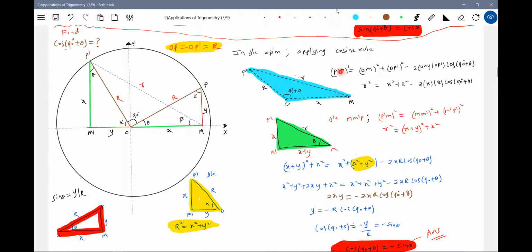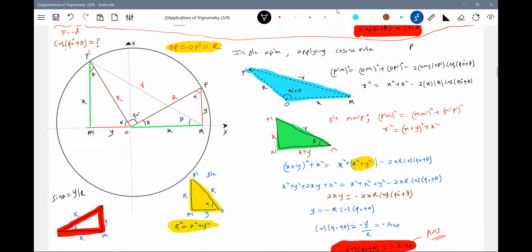What is P dash M? Should be equal to R. OM is what we took, small x, and OP dash is what, capital R. I think that this length is what we took, small r. P dash M equal to small r.